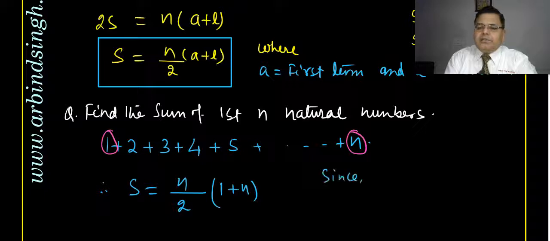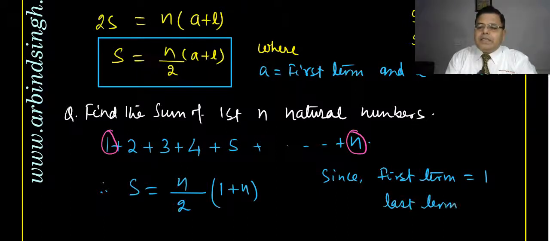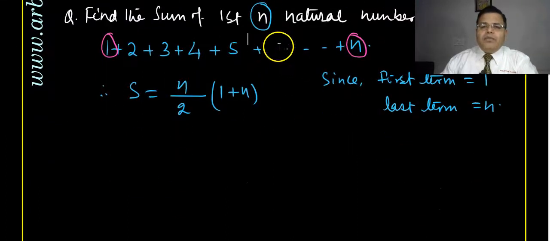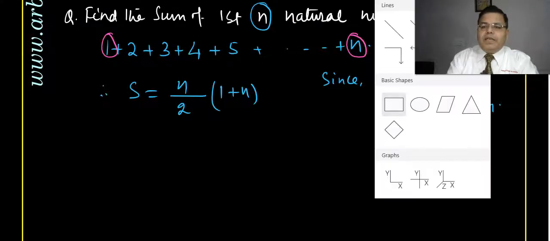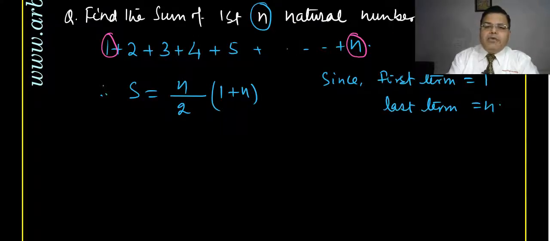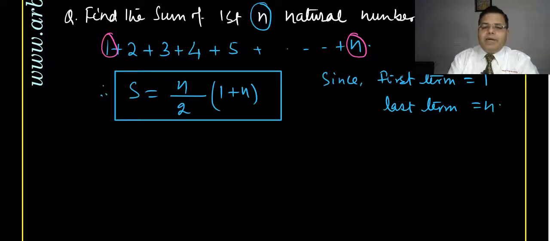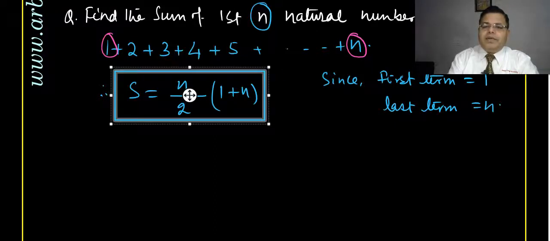Since the first term is 1, the last term is n, and the number of terms is also n, that is why it is written S is equal to n into 1 plus n by 2. This is the sum of the first n natural numbers. You can keep this in mind, because this is an important one. So you must keep all these things in mind.